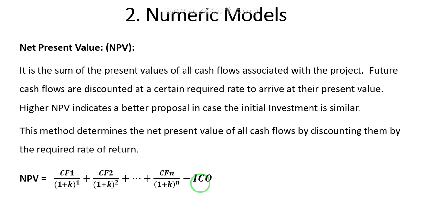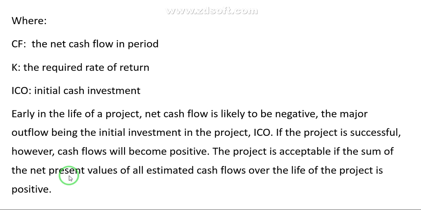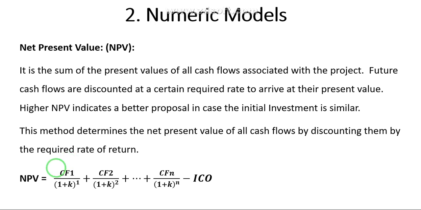So now you are clear with the symbols of the formula. Here CF1 means net cash flow for year number 1 divided by 1 plus K, where K is the discount rate of return, and then plus CF2 means net cash flow for year number 2 divided by 1 plus K to the power of 2.